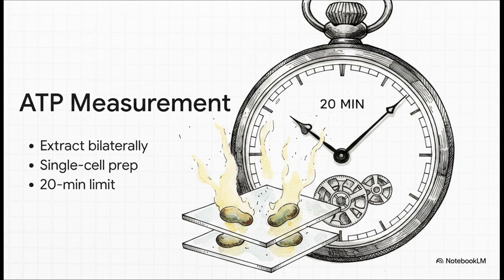But here is the major kicker. This entire sequence, from snipping out those lymph nodes to getting your actual ATP light measurement, must be completed within 20 minutes. Why the rush? Because ATP degrades incredibly fast once the animal is sacrificed. If you dilly-dally and take too long, your siren loses power, your data is garbage, and the test is ruined.